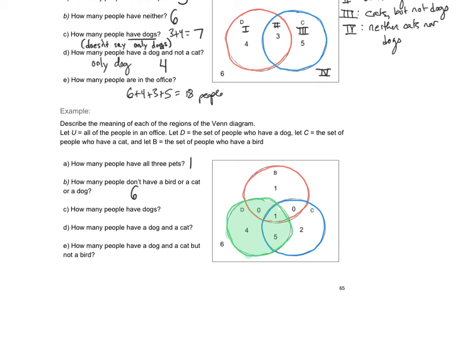So they might have other pets, but all of those people do have dogs because they're all inside the dog circle. So we have 4 that only have dogs, but we also have the 0 that have a dog and a bird, but no cat. I have 1 who had all 3. And then I have 5, and I'm going to include the plus 0 just so that we see it there. And then we have 5 that have a dog and they have a cat, but they don't have a bird. And so that leads to 10 people who have dogs. So I'm just adding up those numbers.